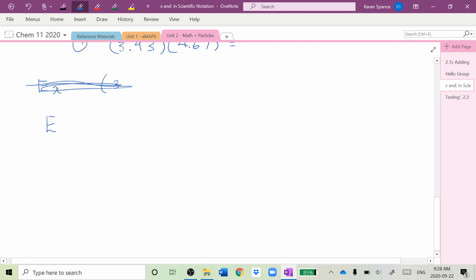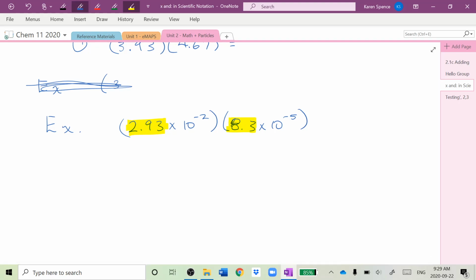All right, one more example here of multiplication. We have 2.93 times 10 to the negative 2. This is incorrect on your worksheet, by the way. The question is wrong, so you might want to correct it for yourself. Times 8.3 times 10 to the negative 5. Okay, so these numbers on your worksheet on page 25 are incorrect, and you'll want to change them to these numbers. Okay, so that's on page 25.